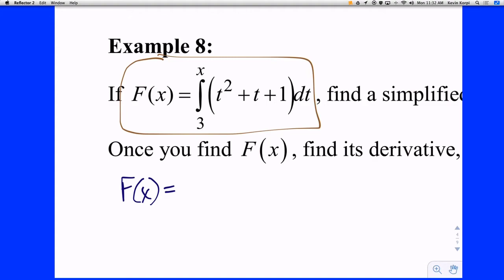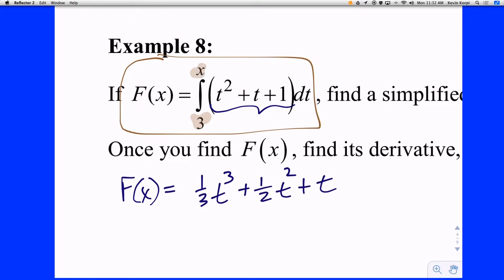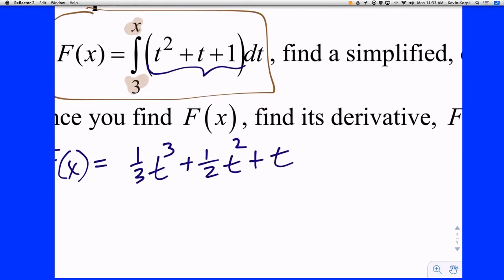I'm just going to keep the left as big F of x. Can I find the antiderivative of that with respect to t? Sure, right? It's 1/3 t cubed plus 1/2 t squared plus t. Do I need my plus c for a definite integral? No. And I know it's a definite integral because I have intervals of integration. They don't even have to be numbers anymore. Notice that. So I evaluate it from 3 to x.